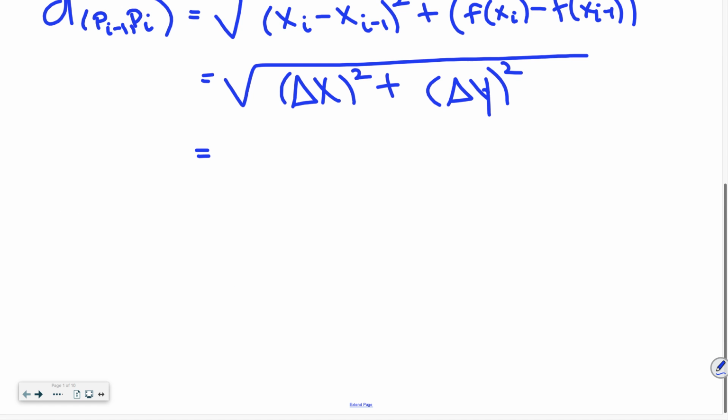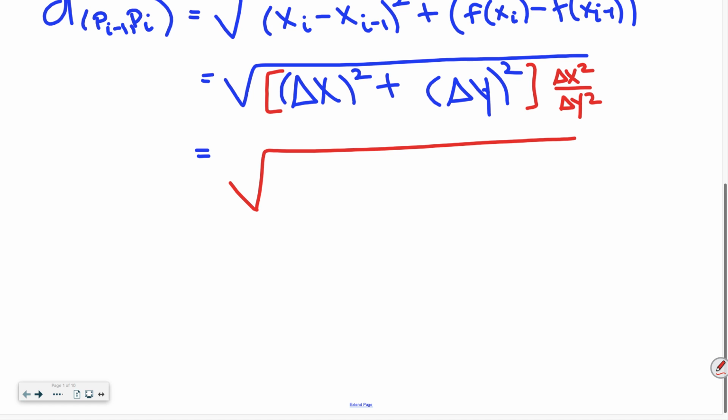Okay. Well, then I'm going to use a trick. I'm going to take what's underneath the radical, and multiply it by change in x squared over change in y squared. Oh, no, I'm sorry. We can't do that. That would be illegal. We have to multiply by 1. This is not something I'm expecting you to remember. I'm just showing you where the formula is coming from.